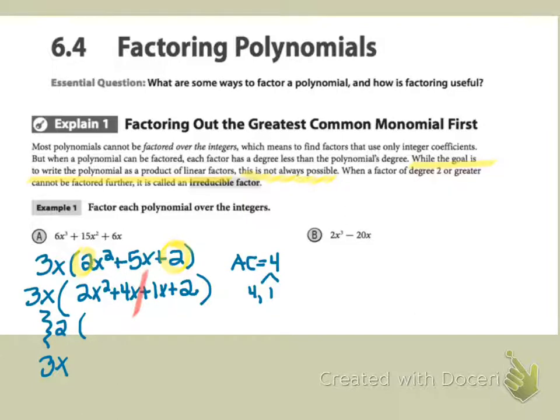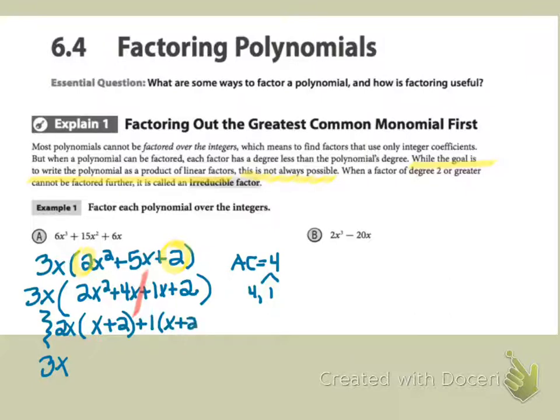So I can see out of the 2x squared plus 4x, I have a 2x I can take out. And when I do that, what's left over is x plus 2. And then out of the second pair, there's really nothing, but I have to be able to take something out. So when I can't take anything out, I take 1. So I'll pull out a factor of 1, which leaves me with x plus 2.